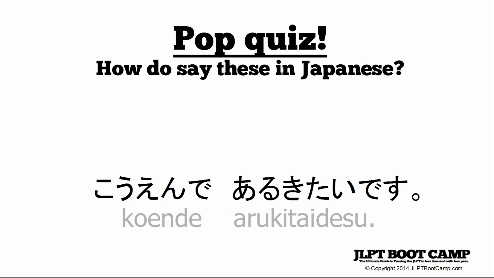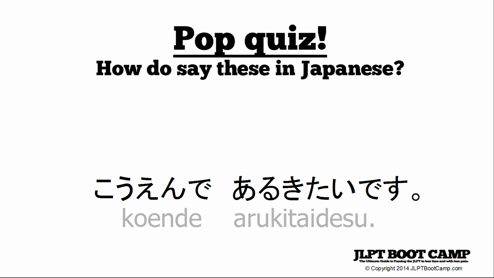So that in Japanese would be koen de arukitai. So here koen is park, de marks the place where an action occurs. It's the walking. And aruku is to walk. We change that into the mas stem, which is aruki. Add the tai, so arukitai desu. Arukitai desu. So koen de arukitai desu.